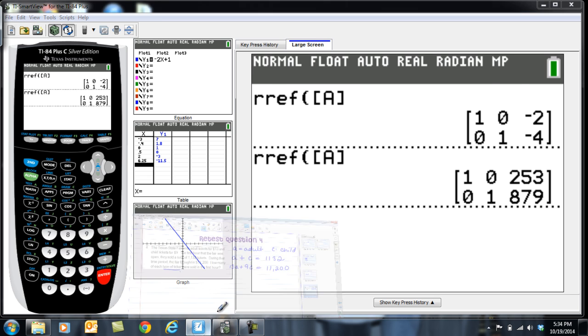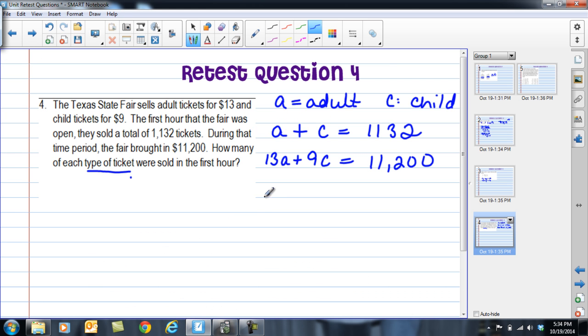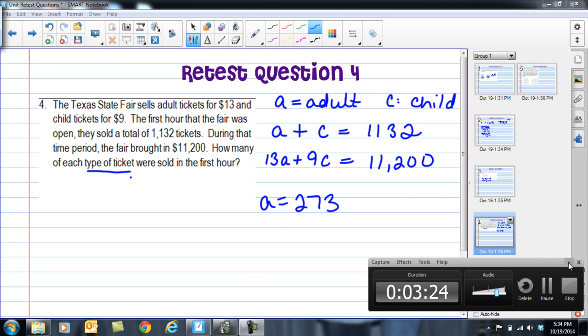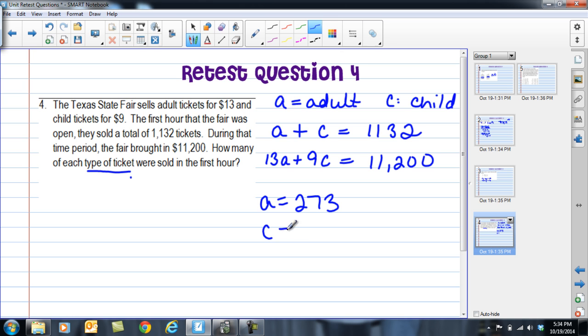Well, the order I had my variables in was A and then C. So A is 273, and C was 879. So there is your solution.